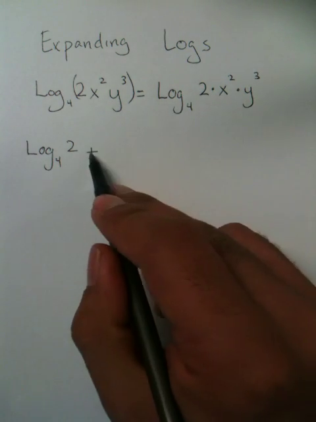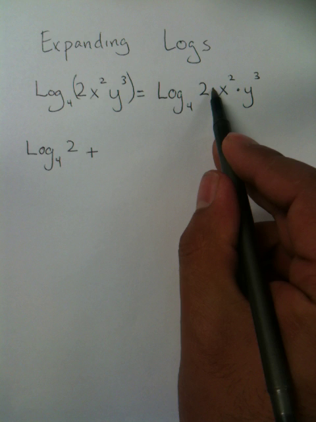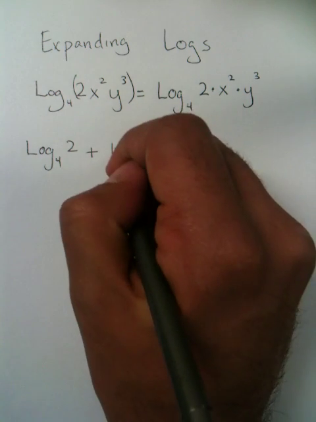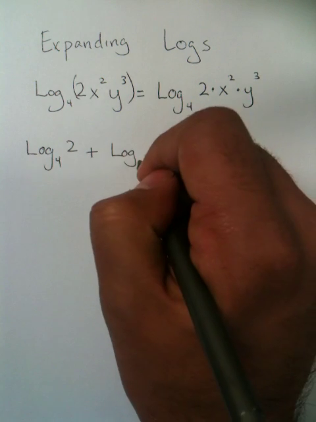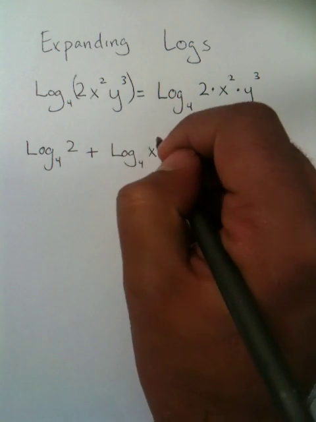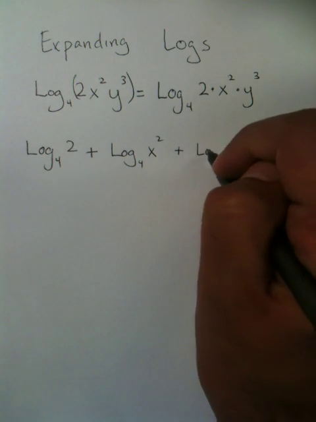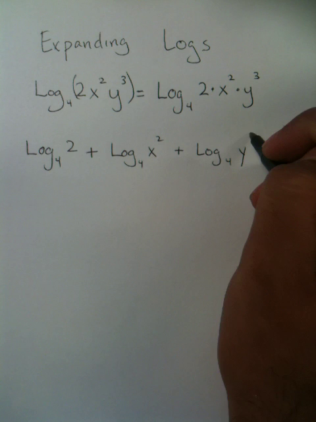Now, the reason it's an addition problem is because the product property of logs says this multiplication turns into addition when you separate logs. Then you have the log sub 4 of x squared, and again another plus sign for the multiplication of log sub 4 of y to the third.